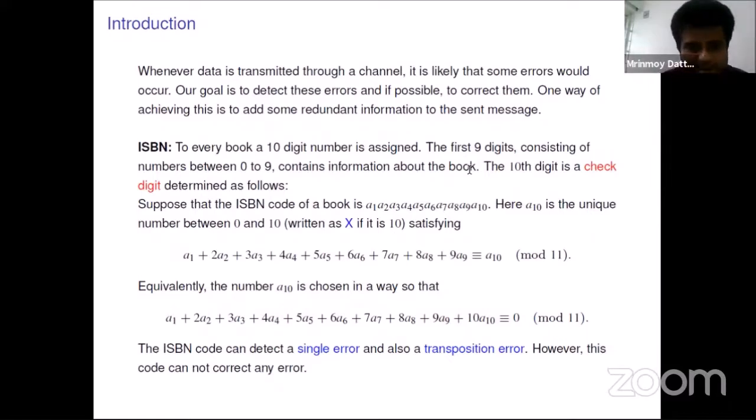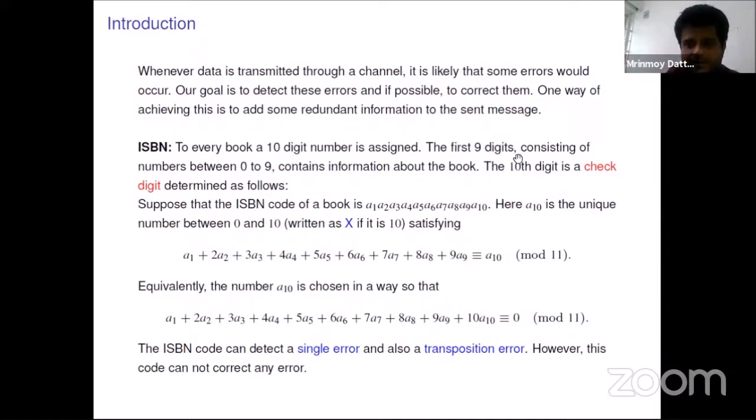So how are ISBN codes made? The first 9 digits, A1 till A9, consist of some information about the book, where it is printed, where it is written, where it is published, etc., and the last digit is a check digit. So how is this A10 determined? A10 is the unique integer between 0 and 10 that satisfies the following property: A1 plus 2A2 plus 3A3 plus 4A4 plus 5A5 etc. plus 9A9 should be congruent to A10 modulo 11.